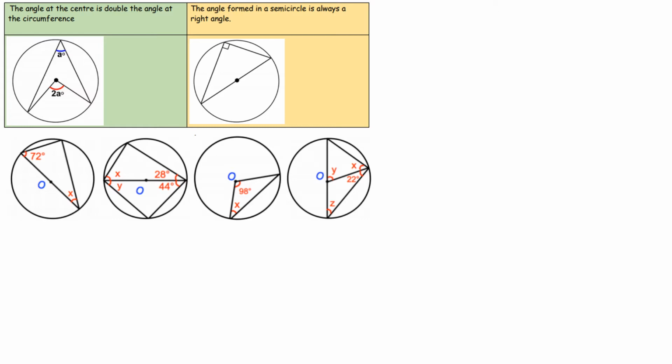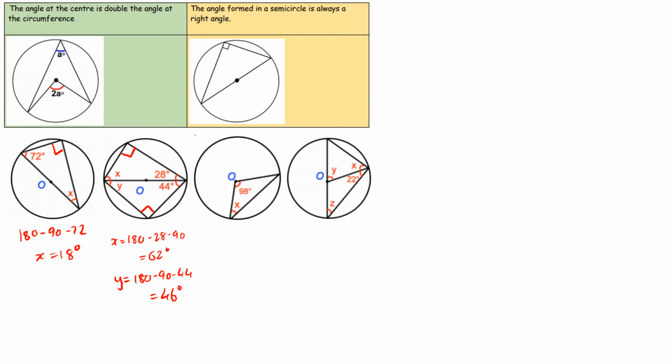So for the first one, you'd stick in a right angle here. You'd then have 3 angles inside a triangle, which we could take away from 180, and we would get that x is 18 degrees. For the second one, you'd do the same thing. Right angles on both of them this time. So x would be 180 minus 28 minus 90, which would be 62. And y would be 180 minus 90 minus 44, which would be 46 degrees.